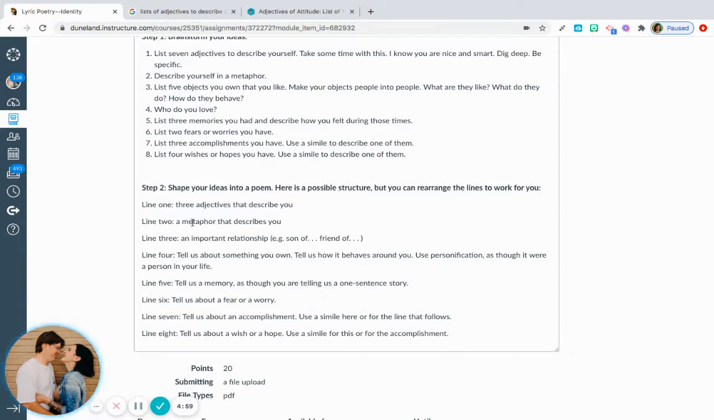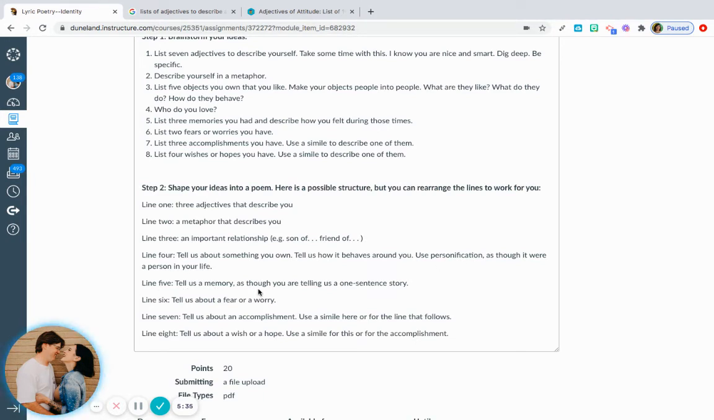Maybe you are the grandchild of, the daughter of, maybe you are the niece or nephew of, so you can get creative. Line four, tell us about something you own again. How does it behave around you? You can use personification here. So remember, personification gives human-like qualities to inanimate or non-living objects. So a lot of the time this is used with weather. So you can say the wind whistles through the trees. The wind isn't actually making a whistling sound, right? It just sounds like that. The wind can't physically whistle.